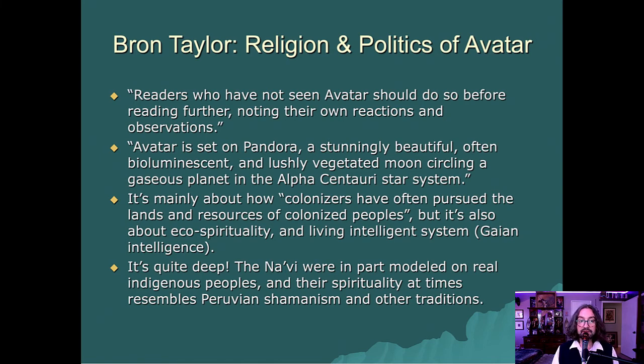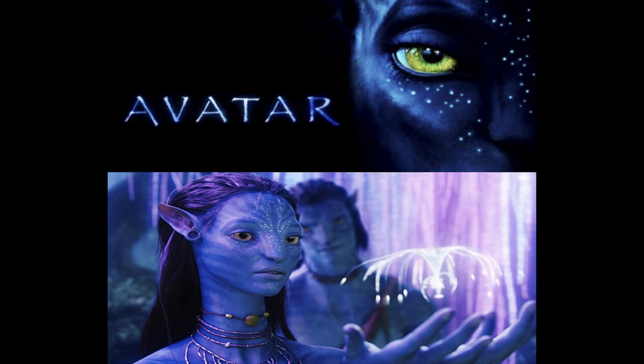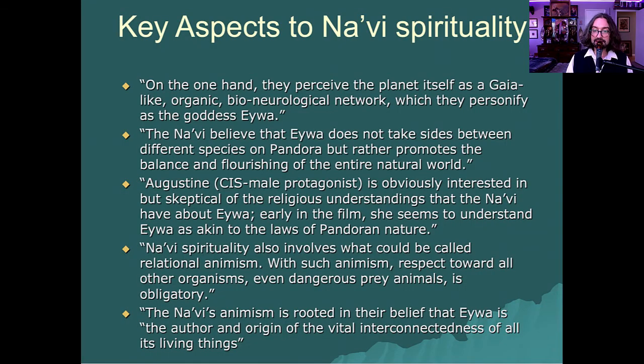The Na'vi, or indigenous peoples of Pandora, were in part modeled on real indigenous peoples, and their spirituality at times resembles Peruvian shamanism and other earth-based indigenous traditions. Yeah, you should really watch it. It's actually a pretty cool film. Na'vi spirituality is very interesting.